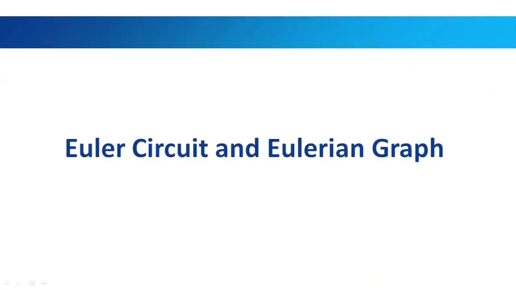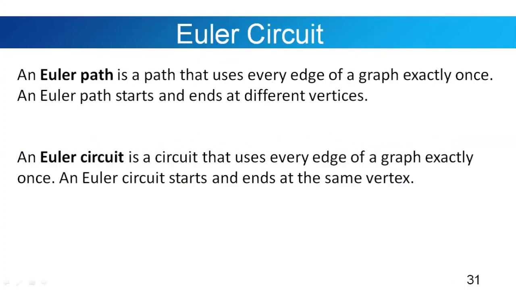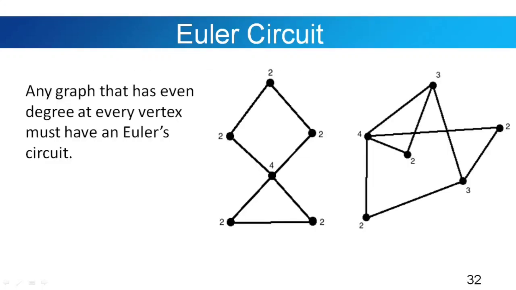Euler circuit and Eulerian graph. An Euler path is a path that uses every edge of a graph exactly once. An Euler path starts and ends at different vertices. An Euler circuit is a circuit that uses every edge of a graph exactly once. An Euler circuit starts and ends at the same vertex.